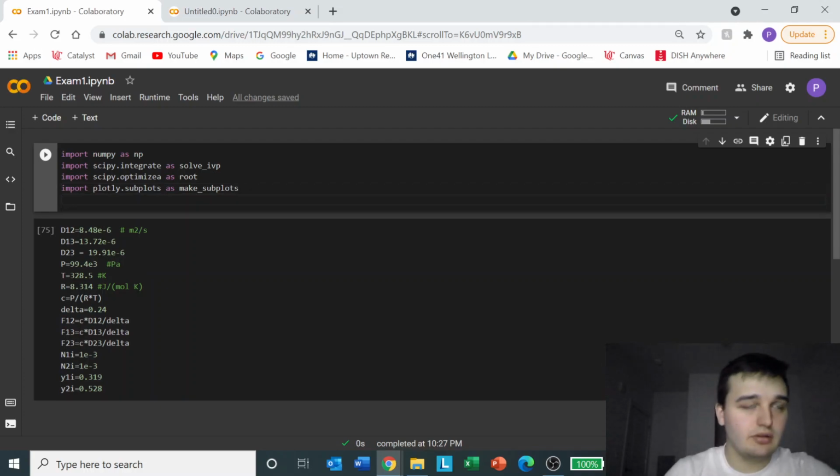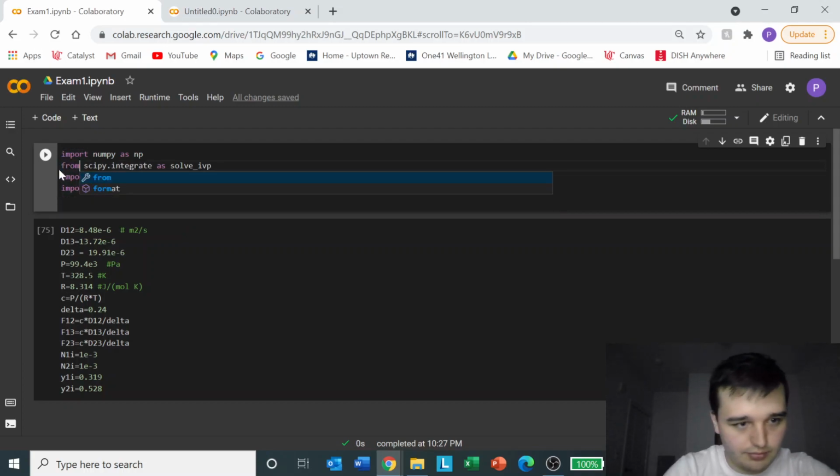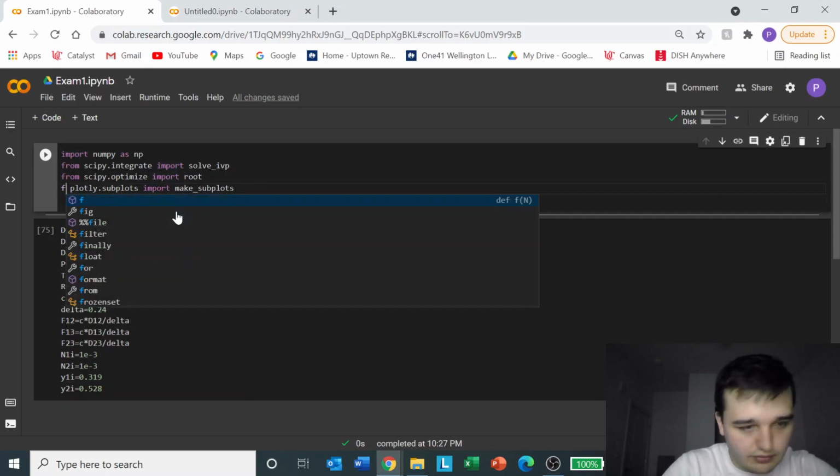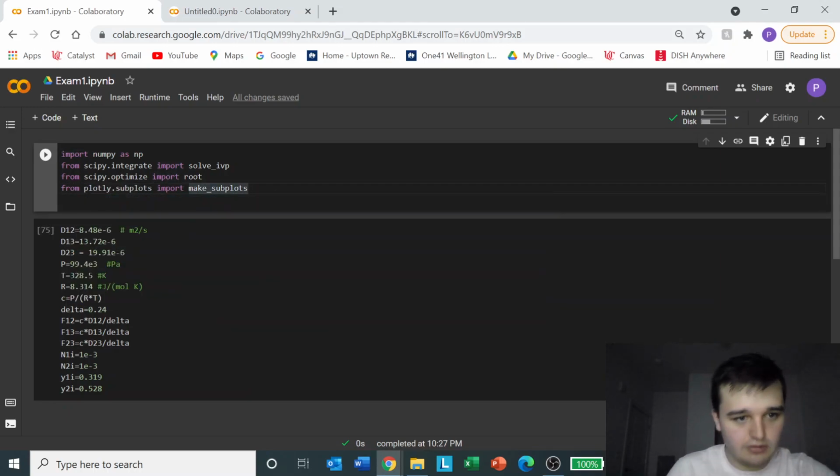These are all wrong, excuse me. This should be from, not import. That's my mistake, I'll fix this right now. From these catalogs we are importing these functions: importing root, solve_ivp, and optimize. From Plotly subplots, we're importing make_subplots.